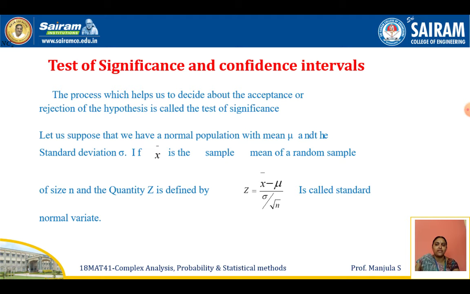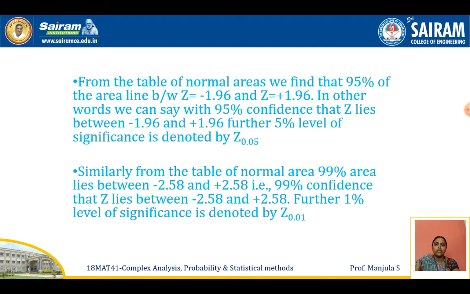Let us suppose we have a normal population with mean mu and standard deviation sigma. If x bar is the sample mean and n represents the sample size, then the quantity z is defined like this. You have to remember this z. Z is nothing but a standard normal variate. We can write z as x bar minus mu divided by sigma divided by root n.